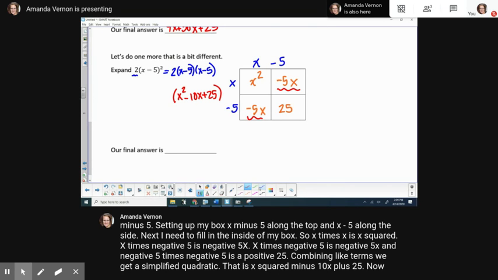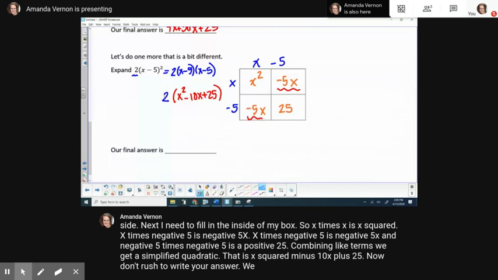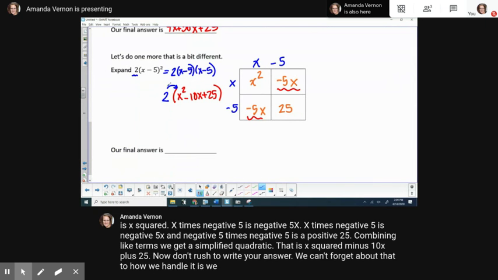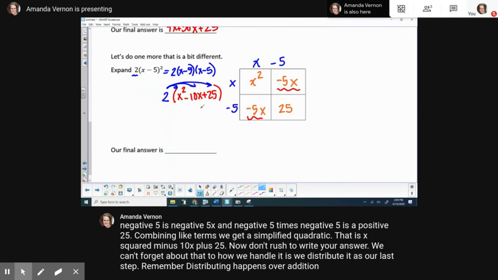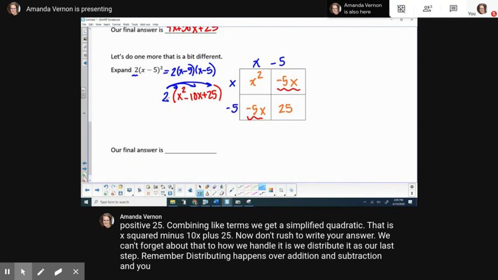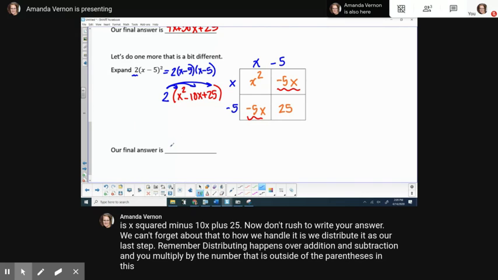Now, don't rush to write your answer. We can't forget about that 2. How we handle it is we distribute it as our last step. Remember, distributing happens over addition and subtraction, and you multiply by the number that is outside of the parentheses. In this case, our final answer becomes 2x squared minus 20x plus 50.